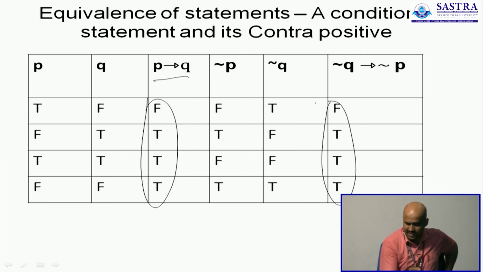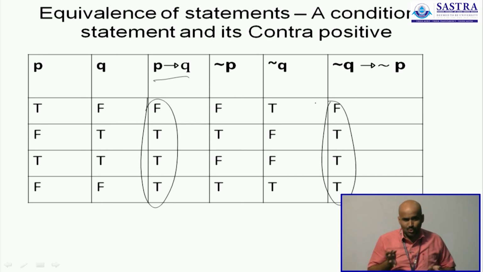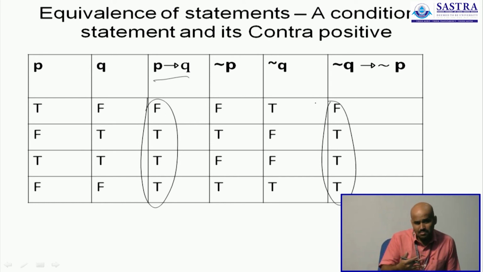You see that this is how you show that any two compound statements are equivalent. You do this by comparing their truth tables. If the truth tables are a 100% match between the two statements, then they are equivalent. In all other cases, the two statements cannot be equivalent.